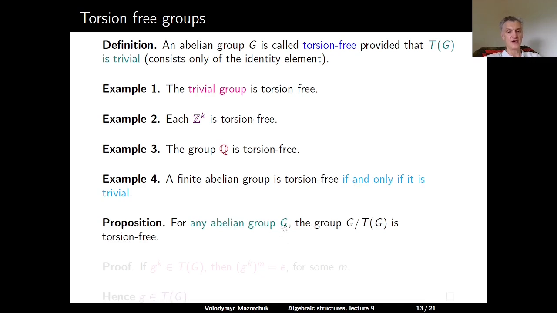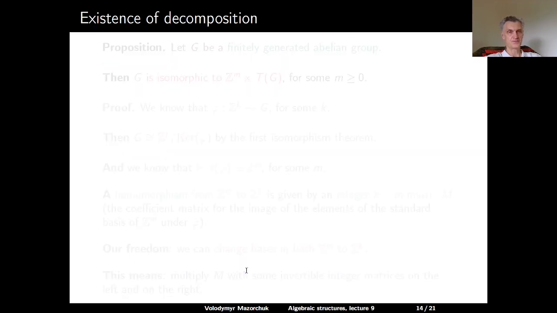Proposition: for any abelian group G, the quotient of G modulo its torsion subgroup is torsion-free. Proof: assume that little g is an element in G such that some power g^k belongs to the torsion subgroup T(G). But then some power m of g^k is equal to the identity. But this means that g has finite order, the order of g divides km, and so already g belongs to T(G). And this proves our proposition.